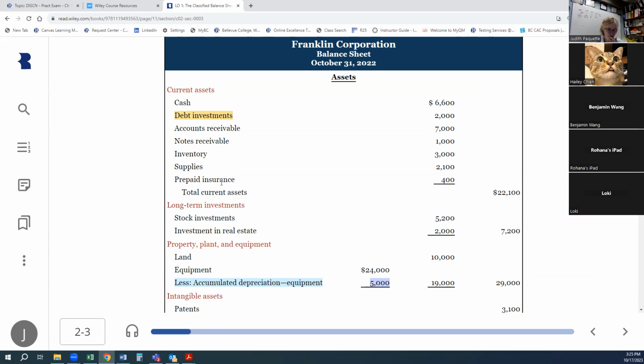Now, in your homework or in a test situation, if I have debt investments here, I would add short term. If I don't add short term, I want you to assume it's long-term investment. Did you guys get that? If it says short term, put it in current assets. If it doesn't say short term, it's going to be long-term investments.